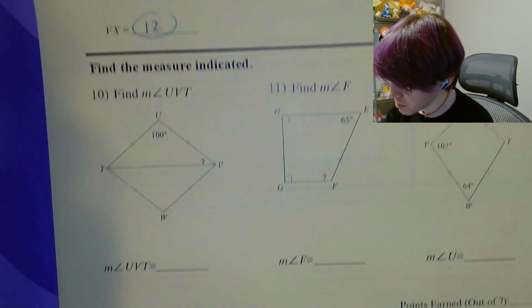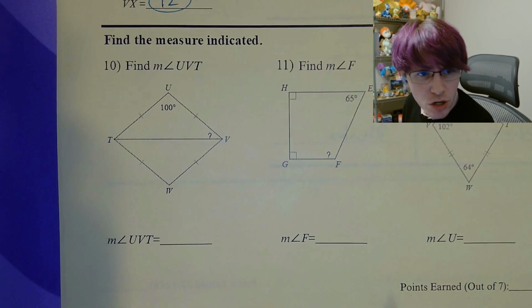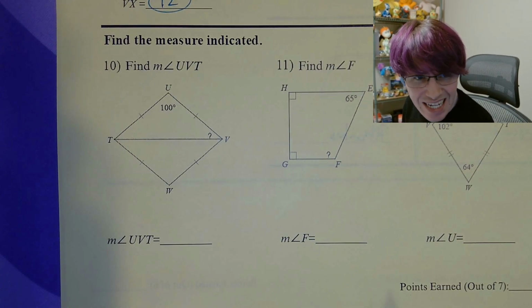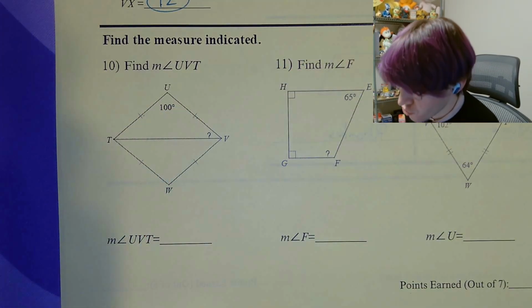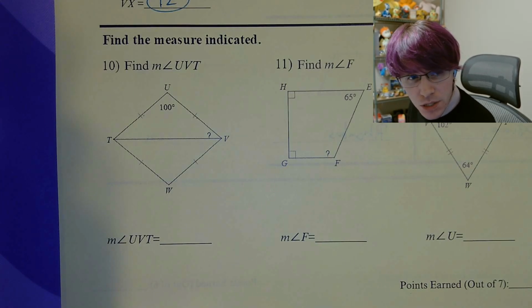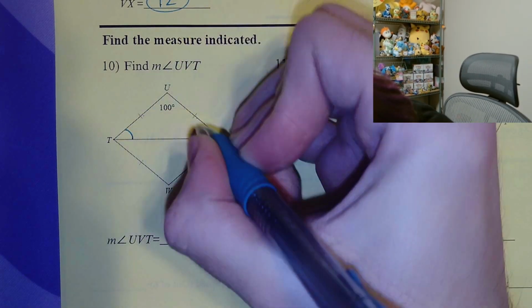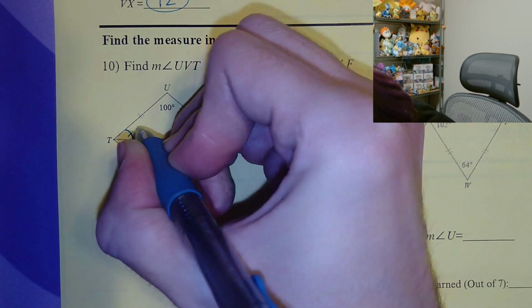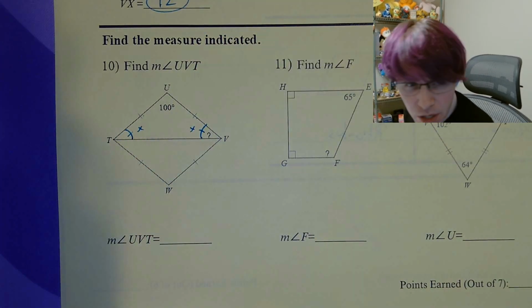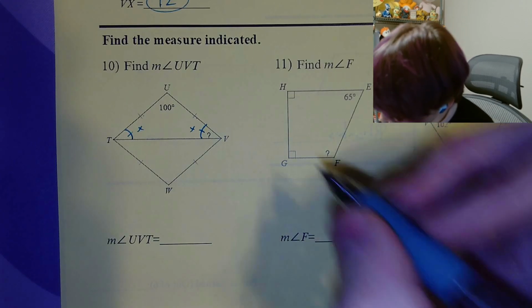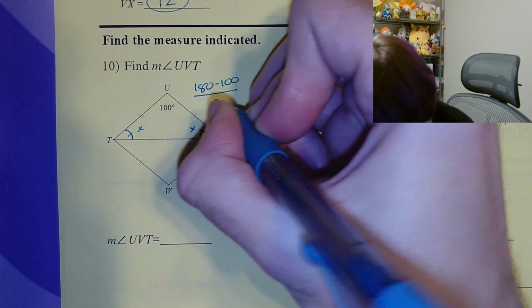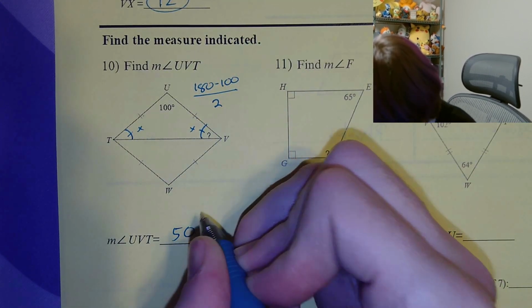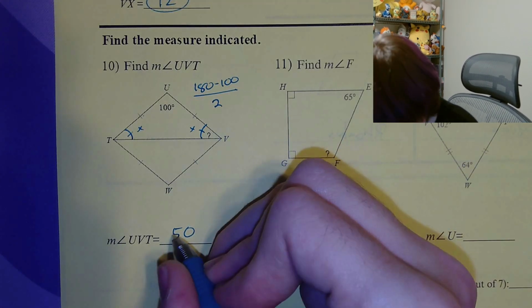So on question number 10, the measure of UVT is going to be, this is the fact that this is an isosceles triangle, and that's what's created whenever we have a rhombus. So in other words, these two are exactly the same. They're going to be both, I'm going to call them the letter X. And because they're exactly the same, we're simply going to be doing 180 minus 100 divided by 2, and that's going to give us 50, right? Nope, 40. I can do math.